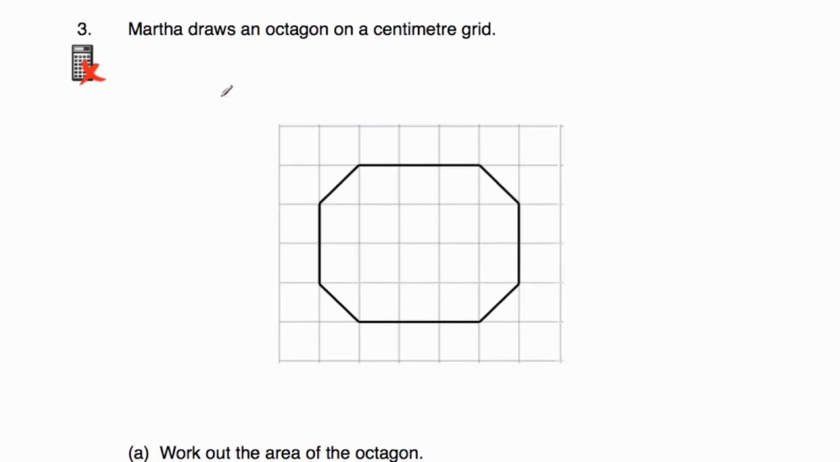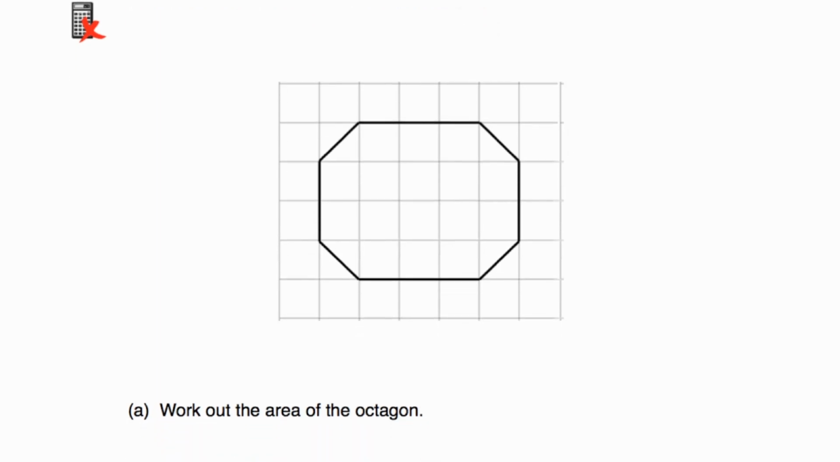So question number 3. Question number 3 says Martha draws an octagon on a centimetre grid. So we've got this centimetre grid, so each square is 1 centimetre by 1 centimetre. And we've got this octagon, and part A says work out the area of the octagon. Now this octagon is a bit different than questions 1 and 2, because in questions 1 and 2 we had just whole squares, we could just count the number of squares, whereas here we've got these half squares.